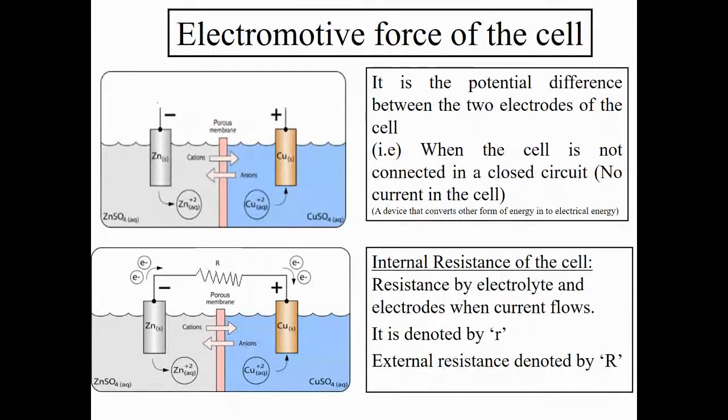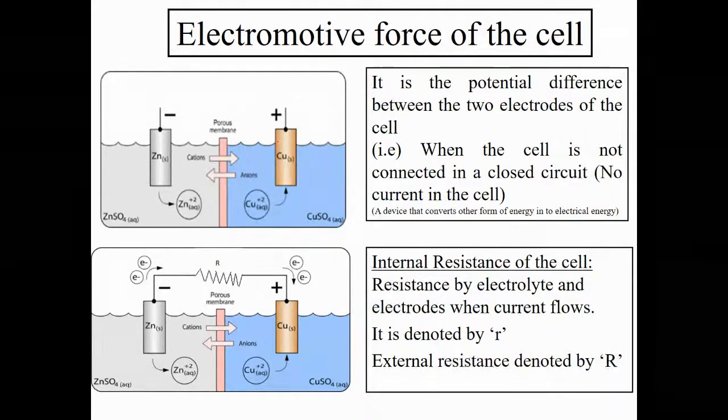For example, when you take the battery, outside the battery you have the positive terminal and the negative terminal. So in between these, what is the potential? I clearly gave in the second part that when the cell is not connected in a closed circuit, that means there is no current in the cell. Because only when you connect the cell with some wire will the current flow through the electrolyte. So before you connect this battery with the closed circuit, what potential will that battery have? That is the electromotive force.